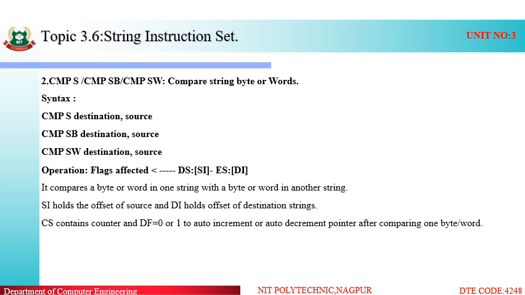Offset means the index. So this instruction is used to compare two strings, whether string 1 has more length than string 2 or string 2 has more length. For these comparison operations we will use this instruction. CMPS will be used in case we don't know the length of the string. SB will be used when both the strings are of 8 bits. SW will be used when both strings are of 16 bits.